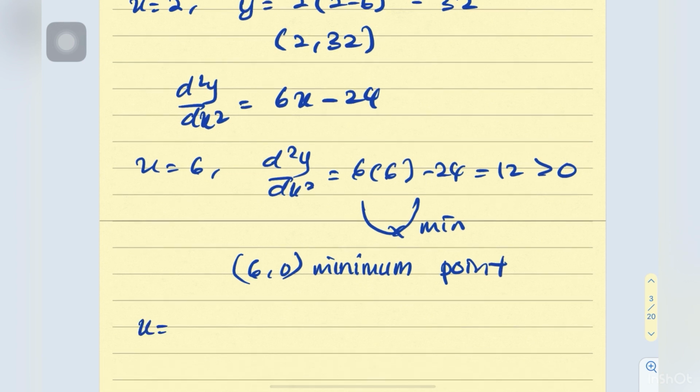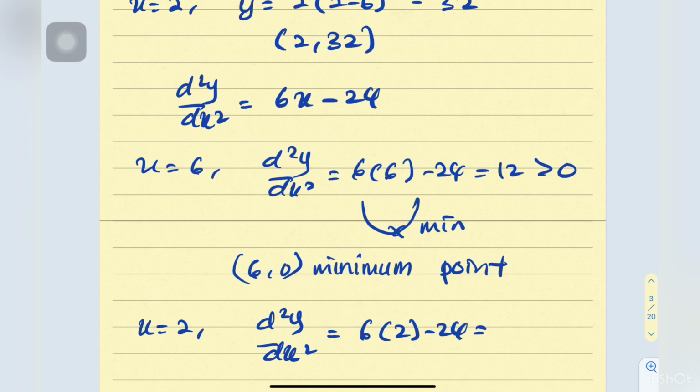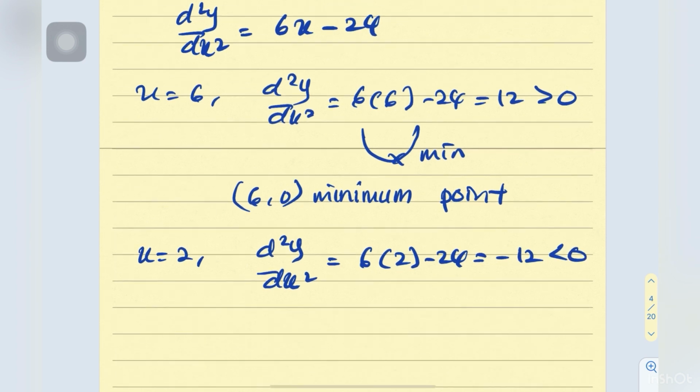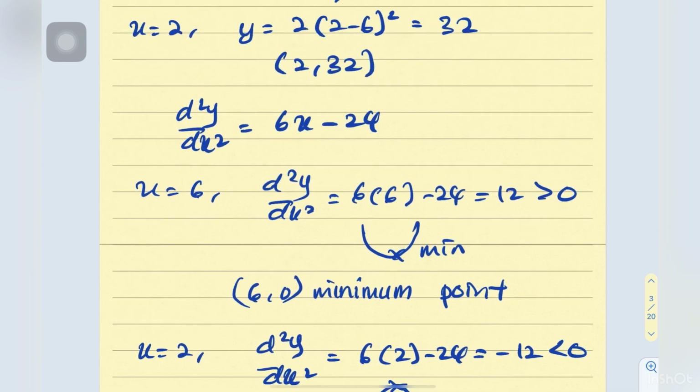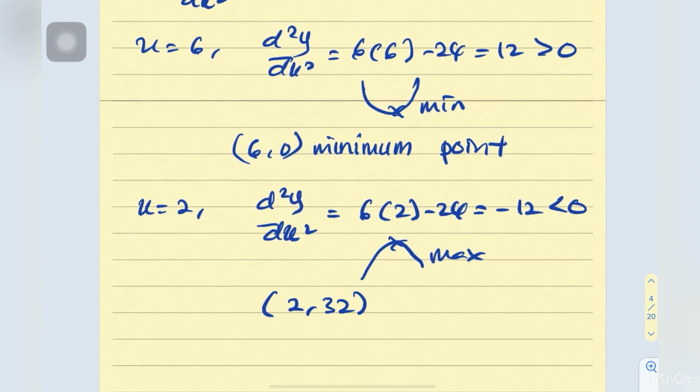Another one, when x equals 2, d squared y/dx squared is 6 times 2 minus 24, 12 minus 24, negative 12, which is less than 0. So maximum. Therefore the coordinate (2, 32) is a maximum point.